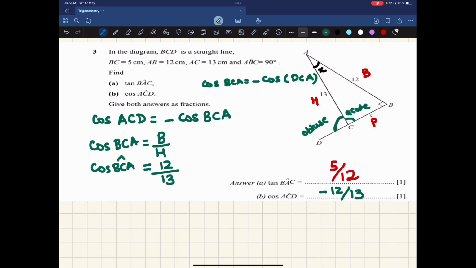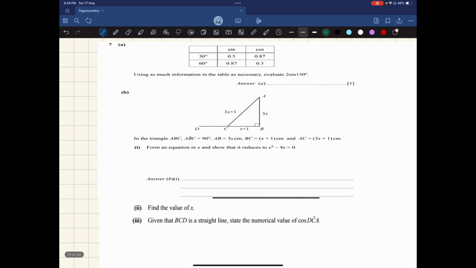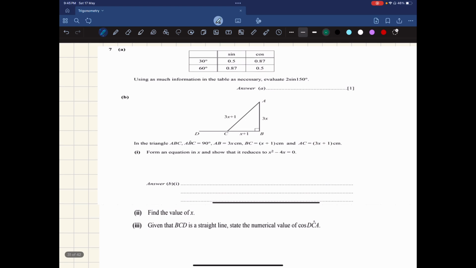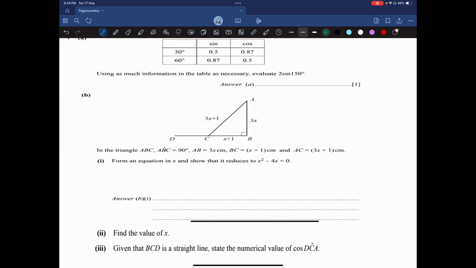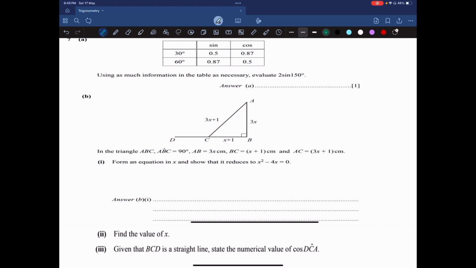Okay, this is where we are applying the supplementary angle identities. Okay, let's do another question very quickly. Use as much information in the table as necessary to evaluate 2 sine of 150.